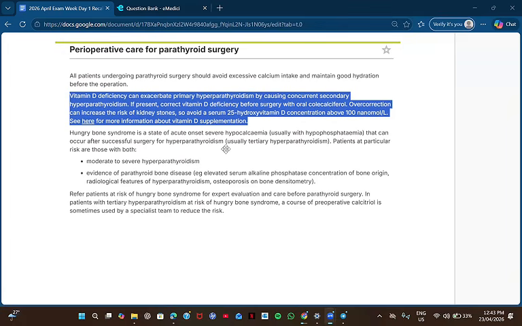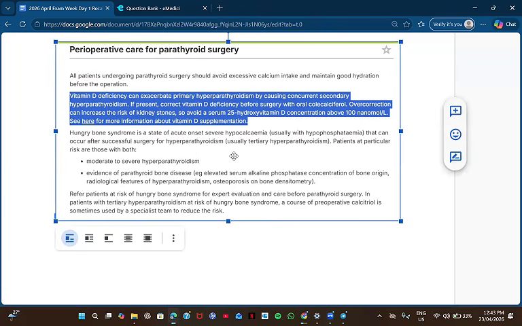It is a state of acute onset severe hypocalcemia that can occur after successful surgery for hyperparathyroidism, usually tertiary. Patients at particular risk are those with both moderate to severe hyperparathyroidism and evidence of parathyroid bone disease, like elevated serum alkaline phosphatase concentration of bone origin, radiological features of hyperparathyroidism, osteoporosis, bone densitometry, like that. Okay.